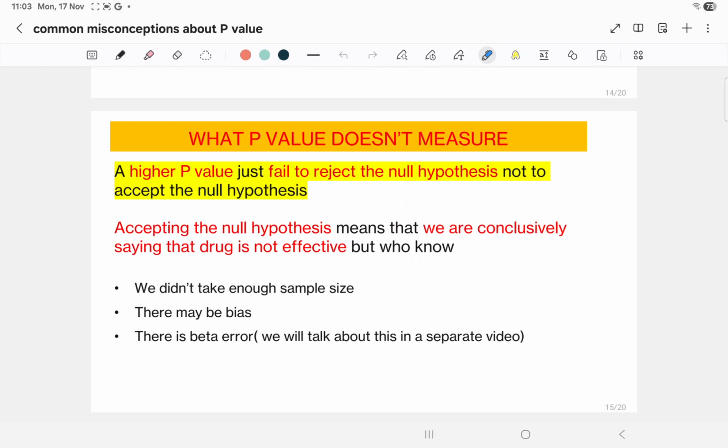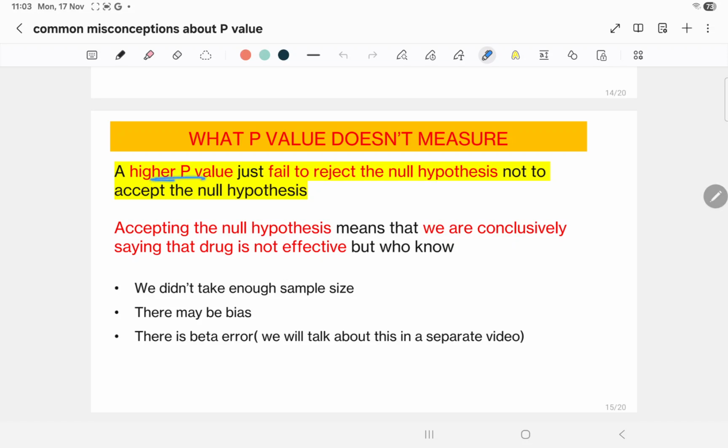And in the last video, due to some technical glitch, I could not discuss misconceptions about p-value. It stopped recording in between, so we are discussing the misconceptions today. So the first misconception is that a higher p-value means that I am accepting the null hypothesis. This is not the case.